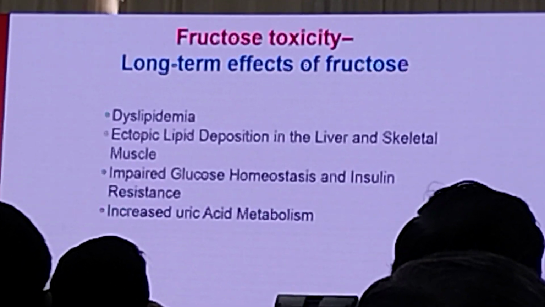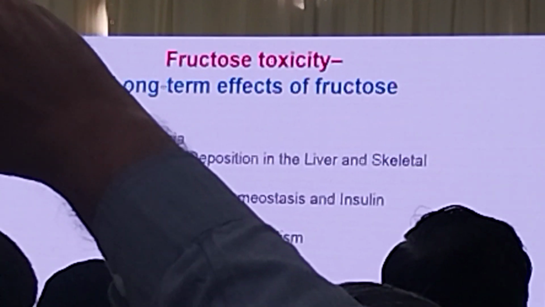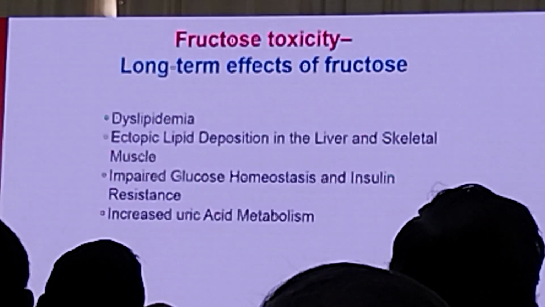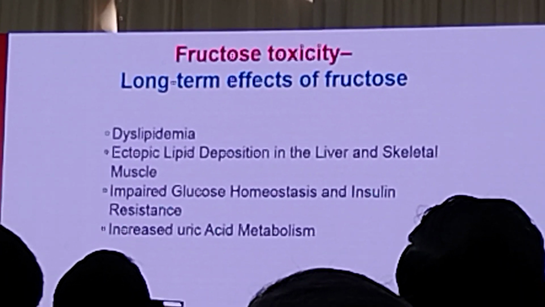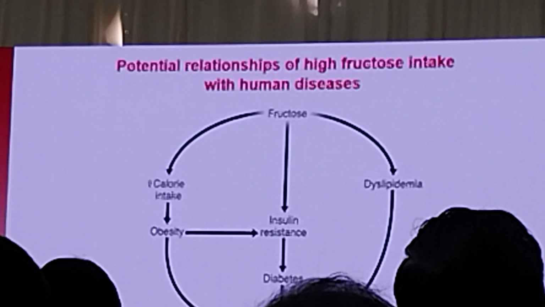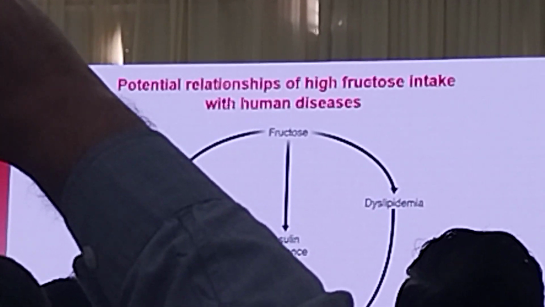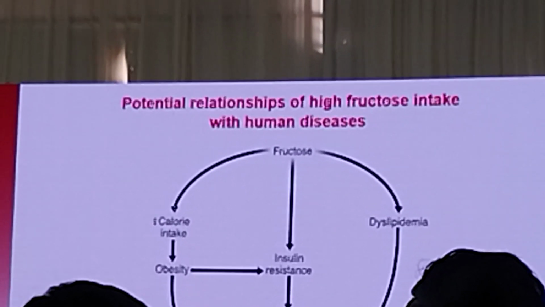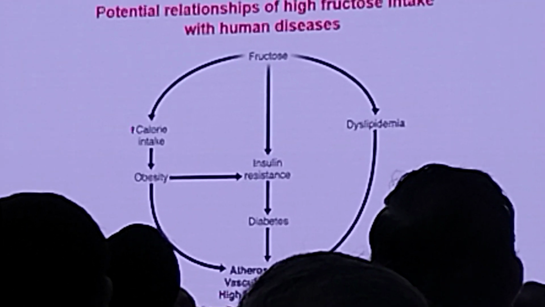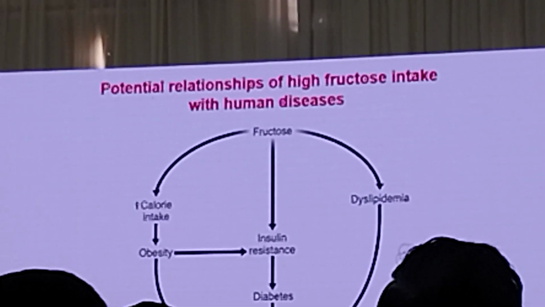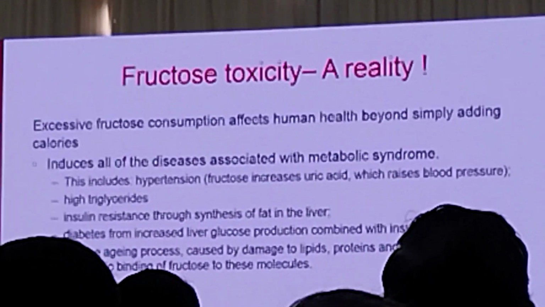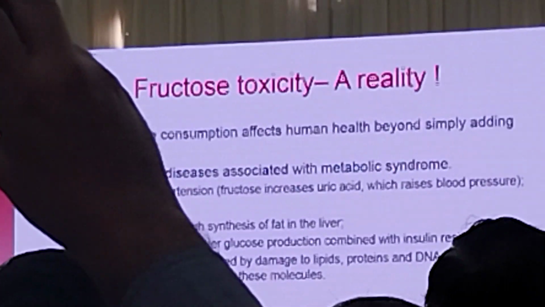So now, the long-term side effects of fructose: dyslipidemia, ectopic lipid deposition in the neck, coronary arteries, everywhere, impaired glucose homeostasis, increased uric acid. So what happens? Fructose produces dyslipidemia. How? Fructose is converted to triglycerides and fat. Then insulin resistance. So you get diabetes, you get atherosclerosis, and you get increased caloric intake, obesity, truncal obesity, insulin resistance, and atherosclerotic disease. So fructose toxicity is what you eat.